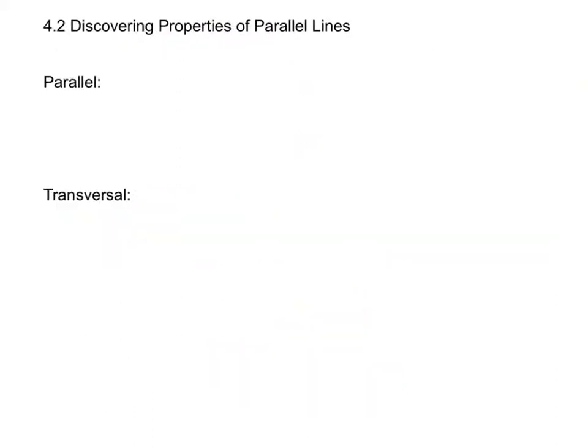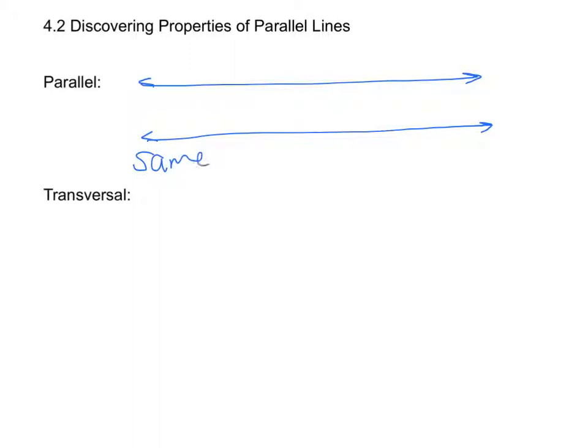Okay, so now in 4.2 we have some more vocab. Parallel lines are lines in the same plane that never intersect. So same plane, never intersect. And there are a lot of really cool properties about parallel lines.